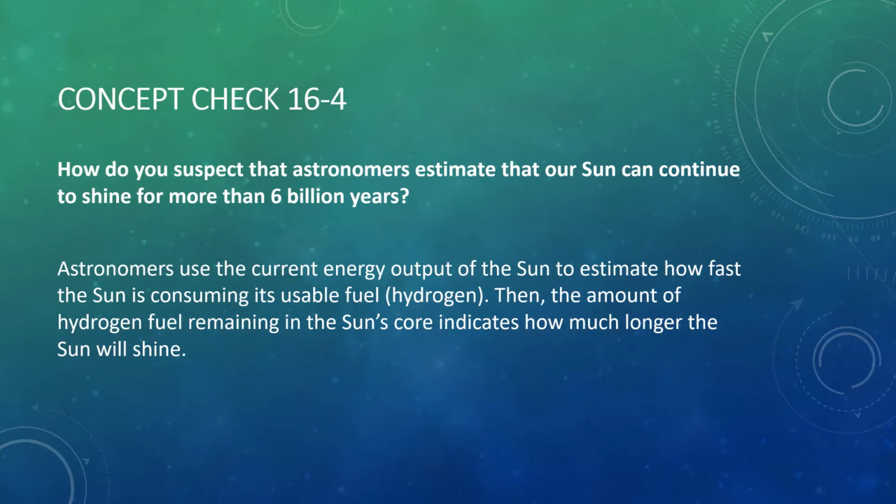It's kind of like your gas tank in your car. We know roughly the miles per gallon that a car has and how many gallons we have in our tank. Thus, we could, if we wanted to, calculate or estimate about how long we can drive before we run out of gas. Same exact thing here with the sun.